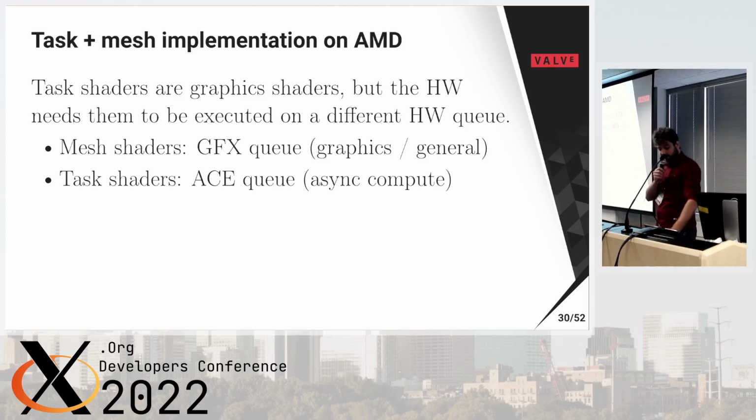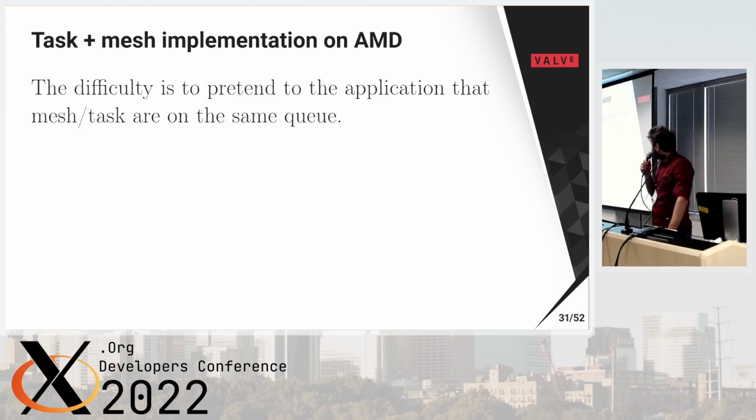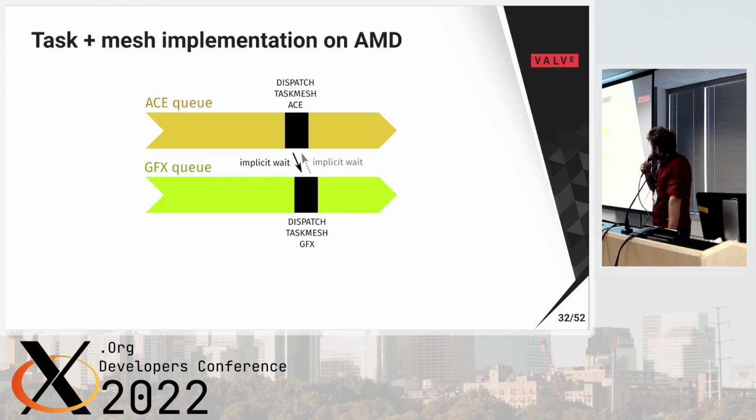And so most of the difficulty in the driver implementation comes from trying to pretend to the application that you just have one queue, the graphics queue, where you execute everything. But in reality, in the driver, we actually have to submit the work to two queues at the same time. So how does that actually look? So we have this async compute queue, which I just abbreviated as ACE queue. It has some command which executes the task shaders. And running in parallel with this, you also have the graphics queue, which executes the mesh shaders.